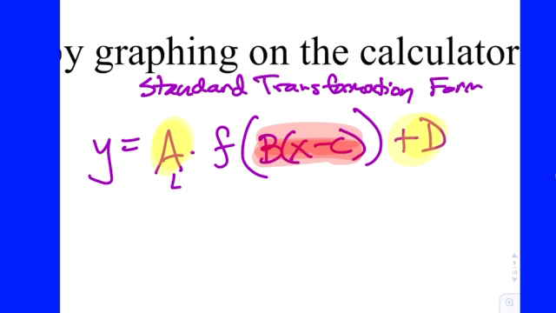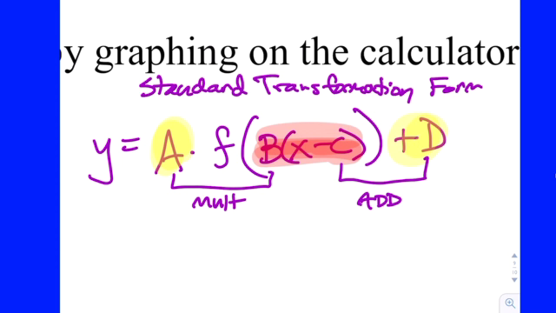The other thing that you need to understand is a and b are multiplied or divided, whereas c and d are added or subtracted. That's the other dynamic. Anything that's multiplied is going to be a dilation. It's going to be a stretch or a compression. Anything that's added or subtracted is just going to be a shift or a translation.